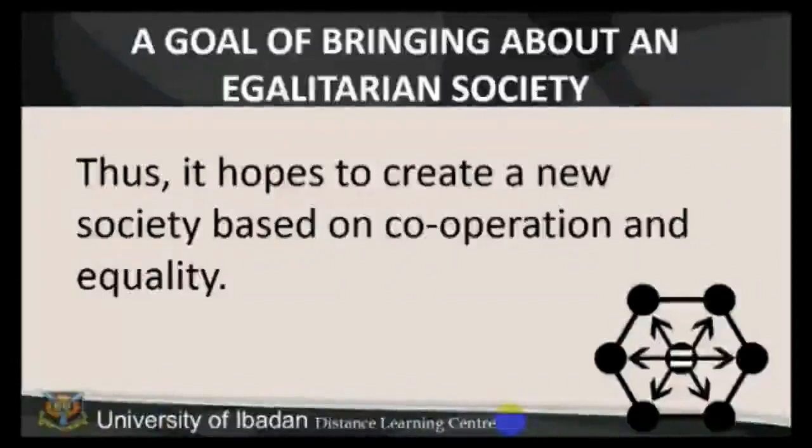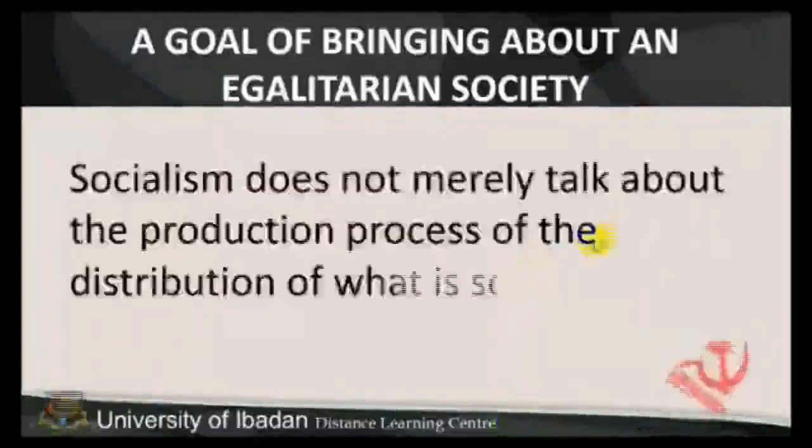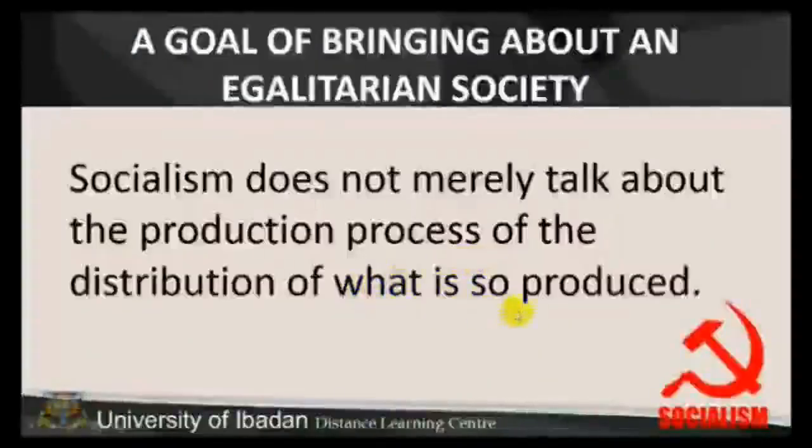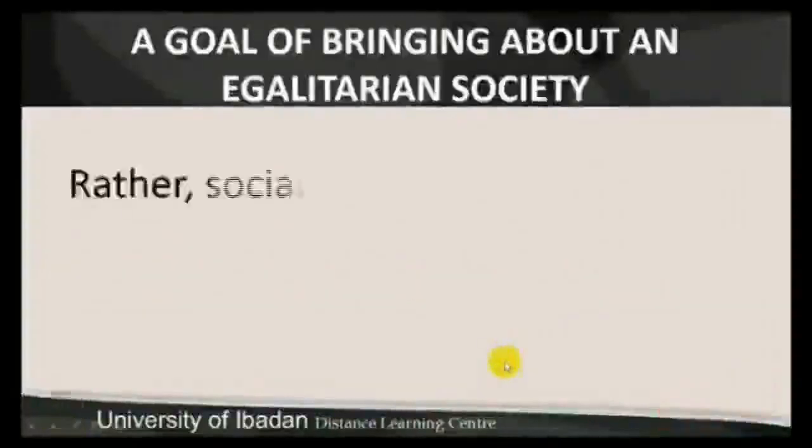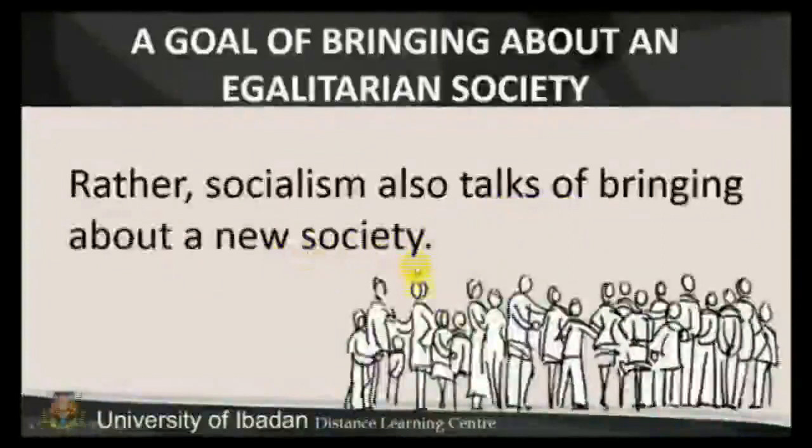This is because socialism does not merely talk about the production process or the distribution of what is so produced. Rather, socialism also talks of bringing about a new society. In essence, a socialist state must not only pledge itself to upholding and encouraging public ownership of the means of production and distribution, it must equally pledge itself to the task of bringing about an egalitarian society in which individuals will be free from material wants.